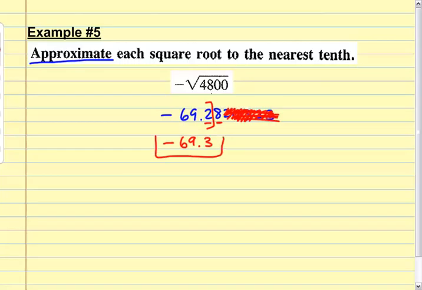Okay? I'm just curious. If I square 69.3, I'm wondering how close it's going to get me to 4,800. If I square 69.3, it gets me to 4802.49. Okay? Pretty close. It's off because I rounded.